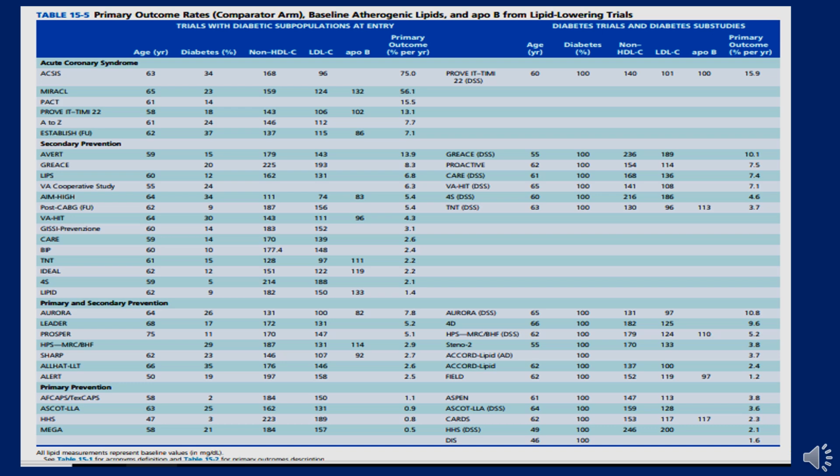Pause the video and carefully scrutinize Table 15.5 summarizing primary outcome rates, in the comparator arm, baseline atherogenic lipids, and ApoB from lipid-lowering trials before advancing to the next slide.